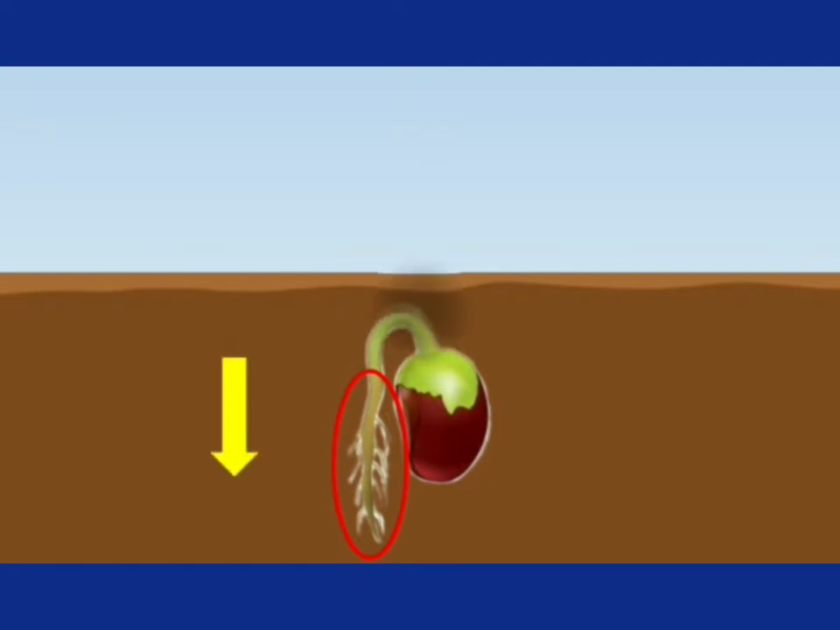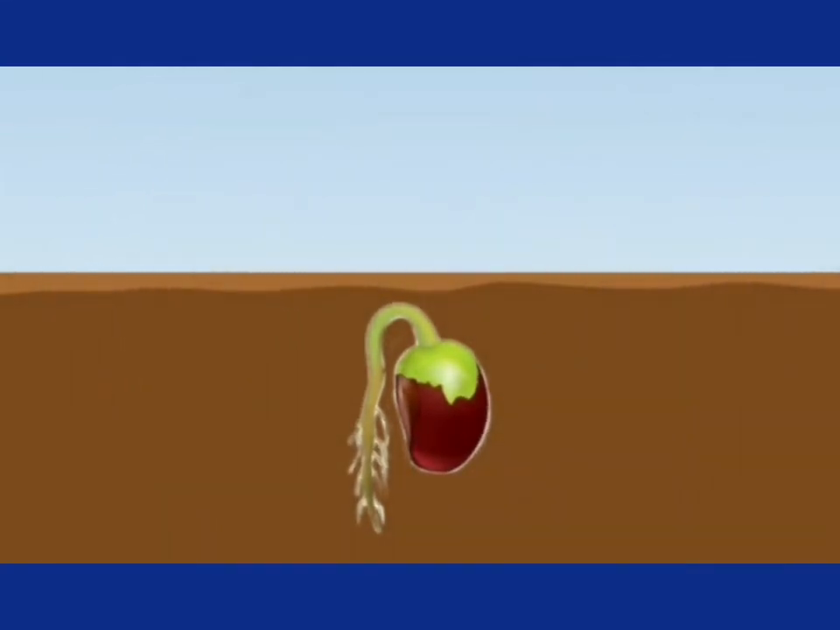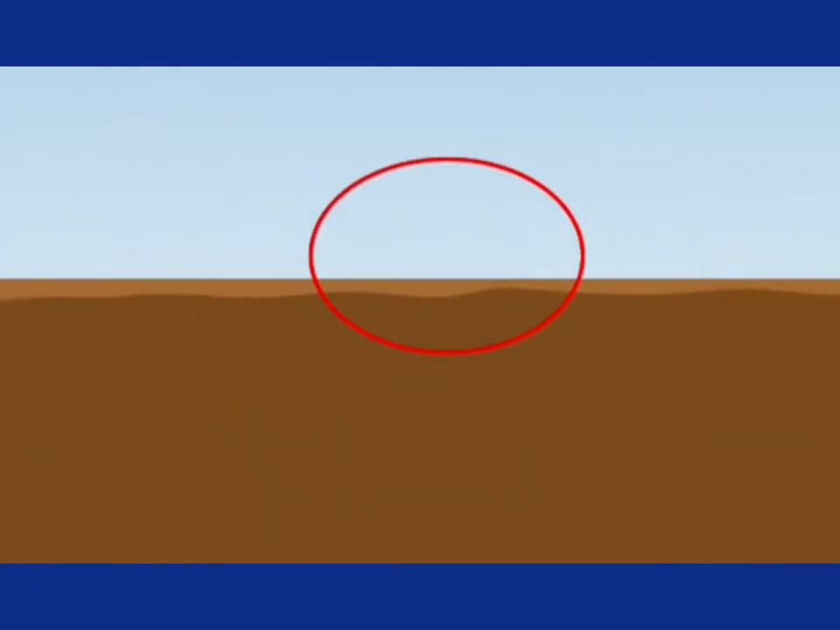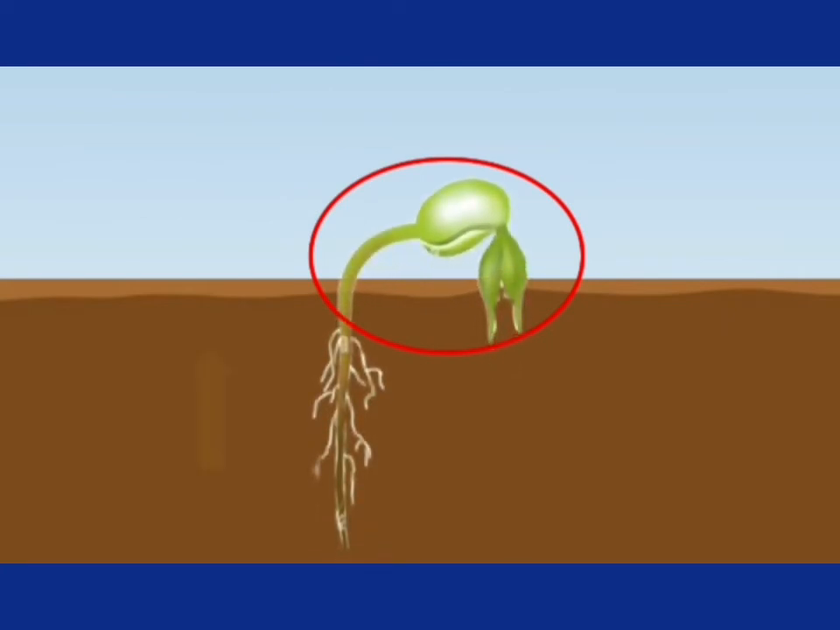Okay, and children, this part is called the shoot, and this shoot grows upwards towards the light. Yes, it grows upwards towards the light. Upwards means upar ki taraf.